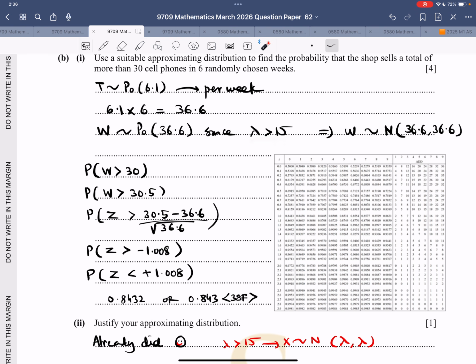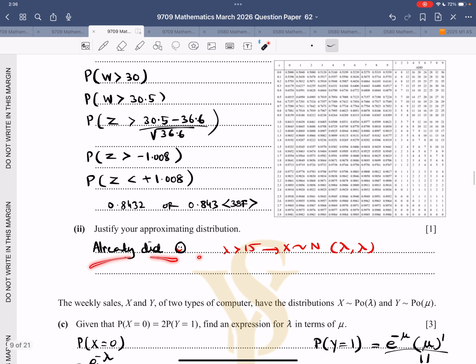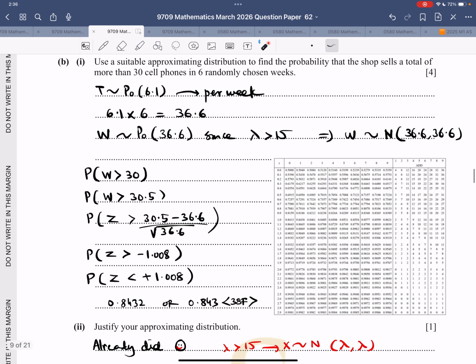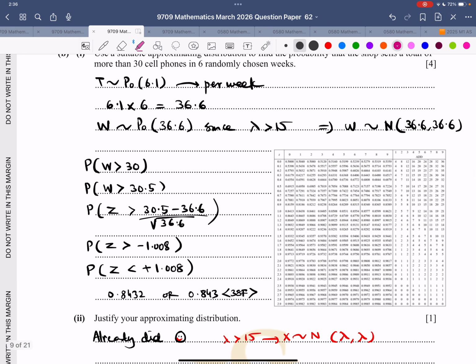Since lambda is greater than 15, W now follows a normal distribution. The mean and variance are the same. Already did, still I write it over here. And probability W is greater than 30.